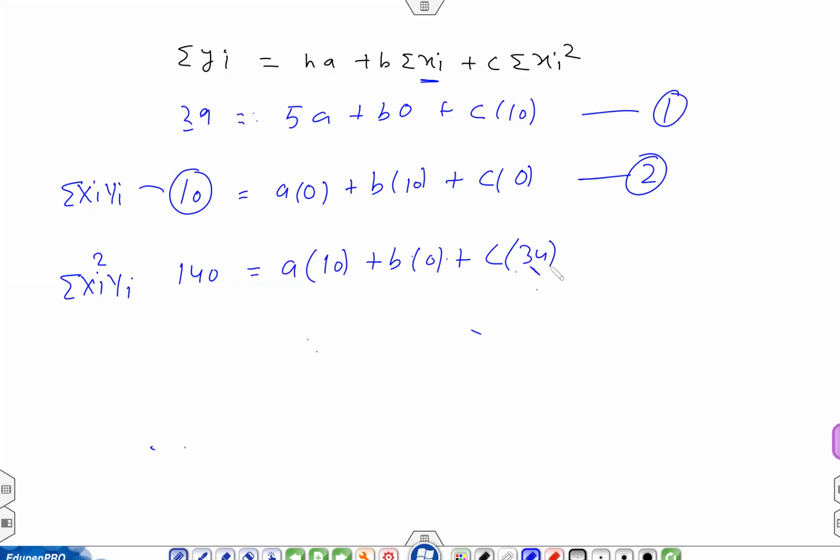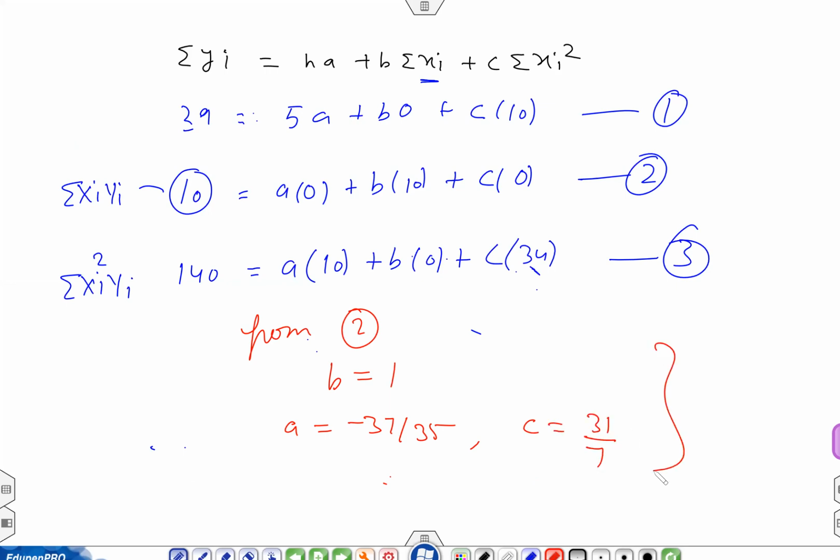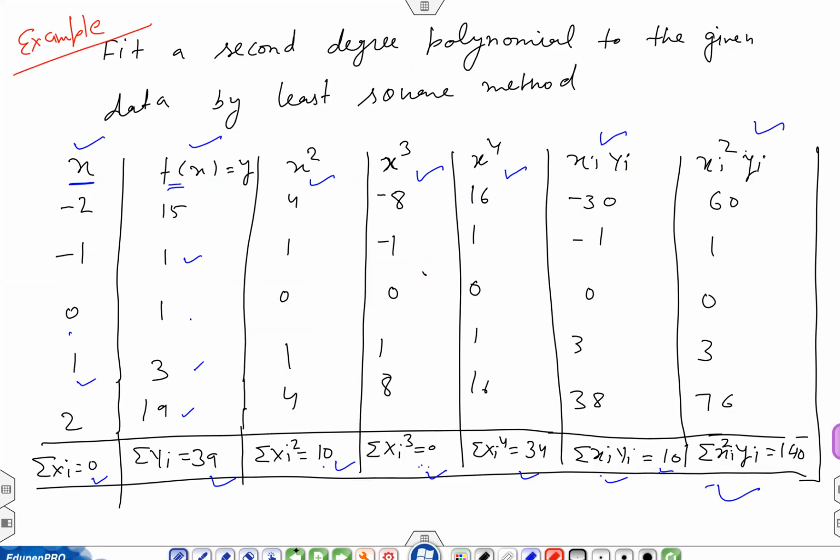Okay, solving, you have three equations, three variables. From the second equation, you're getting value of b, it is coming out to be 1, 10 upon 10. And from the first and third equations, you are getting the value of a and c. A is what? Minus 37 upon 35, and the value of c is coming out to be 31 upon 7. Okay, solving these equations, we are getting these values. So a plus bx plus cx square with these values will give the second degree polynomial that is fit in this data.